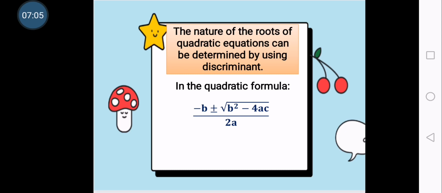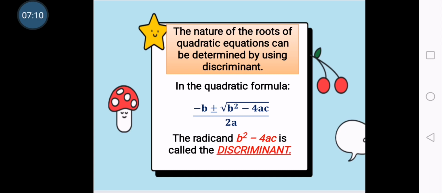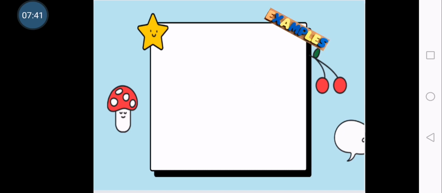The square root of b squared minus 4ac over 2a. So, ang radicand natin, which is b squared minus 4ac, ay huwag kalilimutan na yan ang tinatawag na discriminant. Yan po yung kailangan natin para malaman kung ano ba ang nature of roots ng quadratic equation. At etong symbol naman na ito, yan po ang tinatawag na radical sign or the square root symbol. Okay? Simulan na natin.